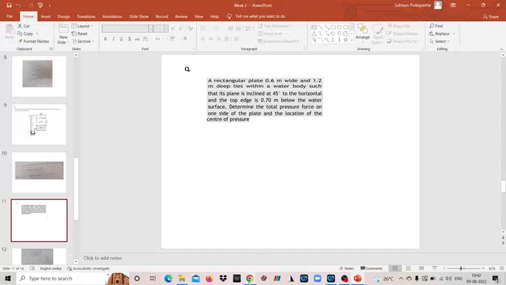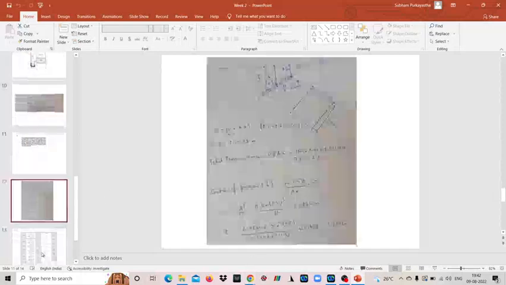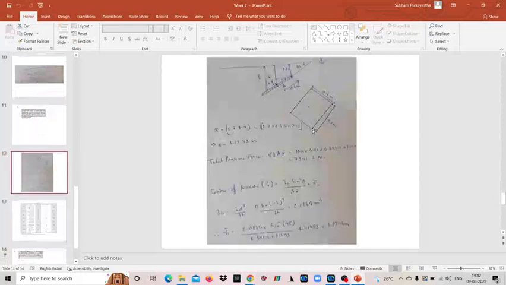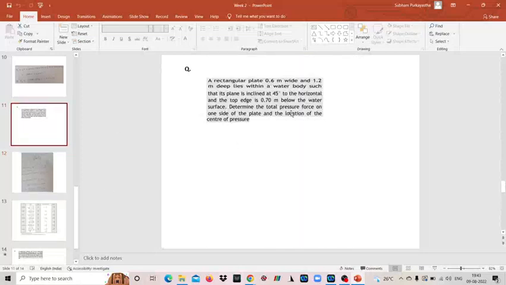So basically there is a rectangular plate which is 0.6 meter wide, 1.2 meter deep, and it is inclined at 45 degree. Okay, so this is the situation. Its top edge lies at a depth of 0.7 meter below the free surface of water, and you need to obtain the total pressure and the location of the center of pressure.